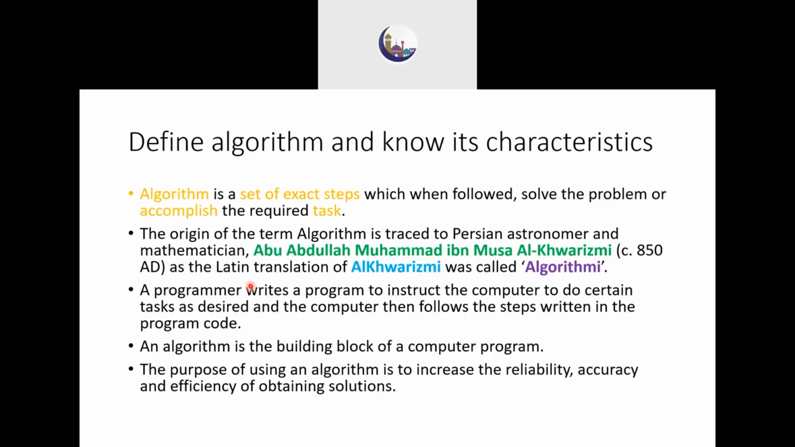So anyway, whatever the historical perspective, the question that may come up in the examination is: who developed the algorithm? It's Abu Abdullah Muhammad ibn Musa al-Khwarizmi. So, let's talk about what a programmer does. A programmer writes a program to instruct the computer to do certain tasks as desired, and the computer then follows those steps written in the program code. Basic point.